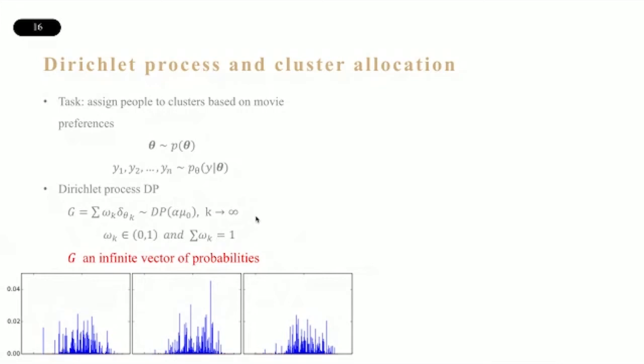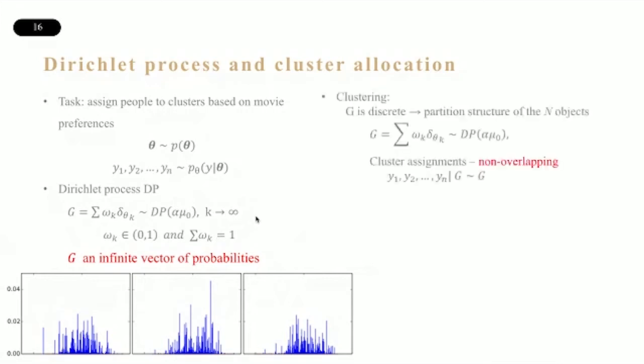I can actually assign objects to clusters. I can have a partition. How is this done? After having sampled the infinite vector from the Dirichlet process, forget about the confusing sum. Think of G as an infinite vector of probabilities. Then, given the infinite vector of probabilities, I assign each object out of n objects into a cluster by looking at the cluster probabilities given by G.